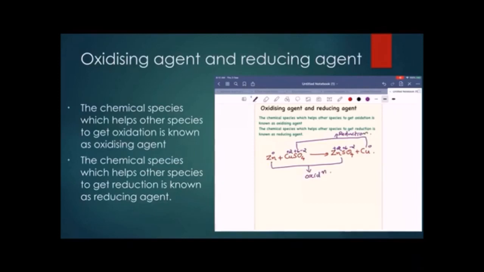So in this reaction, who undergoes oxidation? Zinc undergoes oxidation with the help of copper sulfate. So when zinc reacted with copper sulfate, zinc got oxidized. So who helped zinc to get oxidation? Copper sulfate. So copper sulfate is the oxidizing agent. Similarly, who undergoes reduction? The copper sulfate to copper. That conversion is a reduction reaction. Copper sulfate undergoes reduction when it reacted with zinc. So zinc helped copper sulfate to undergo reduction. So zinc is the reducing agent.